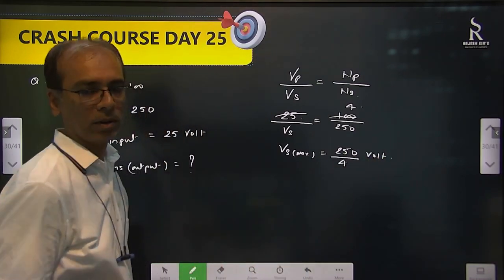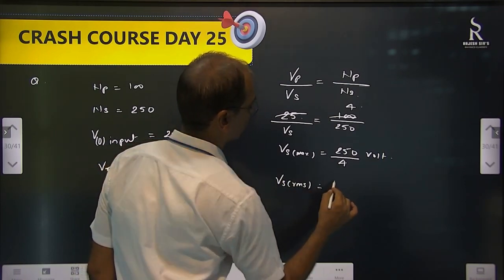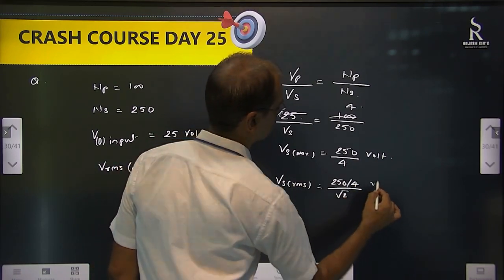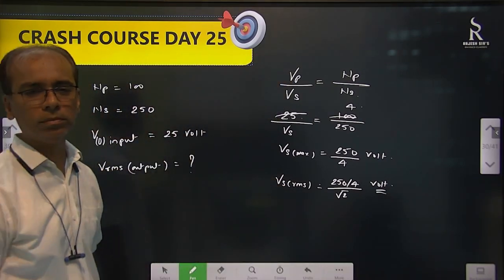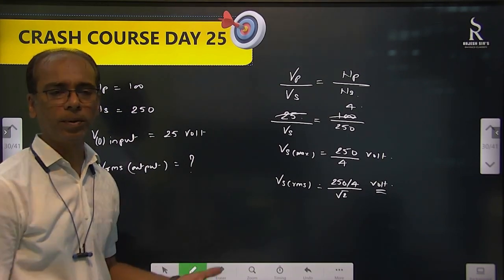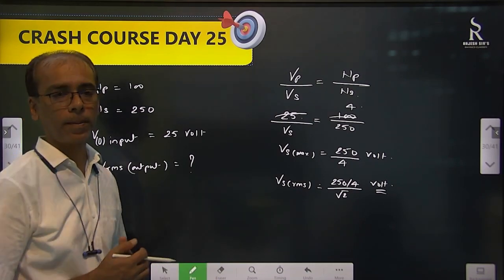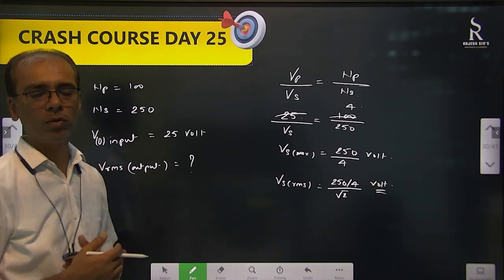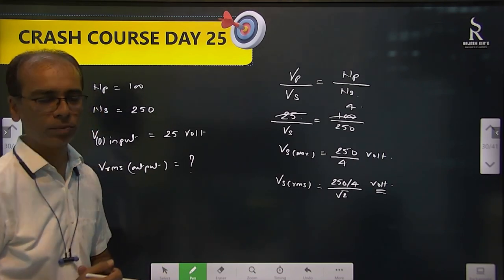The question is asking the RMS value. We know how to calculate RMS. Vs RMS is 250 by 4 by root 2. That is it, as simple as that. Sometimes they will ask you in terms of efficiency. Efficiency is output power by input power. What is output power? Vs into Is by Vp into Ip. Clear? That way we can solve questions on efficiency also.